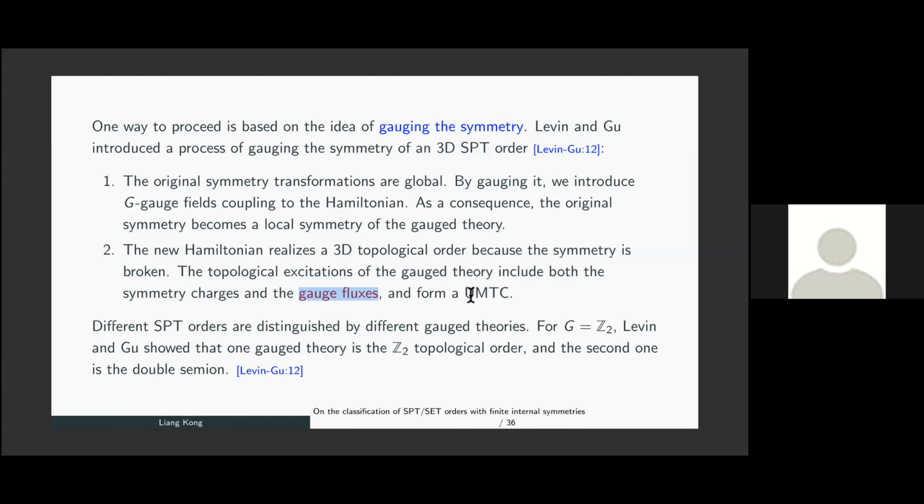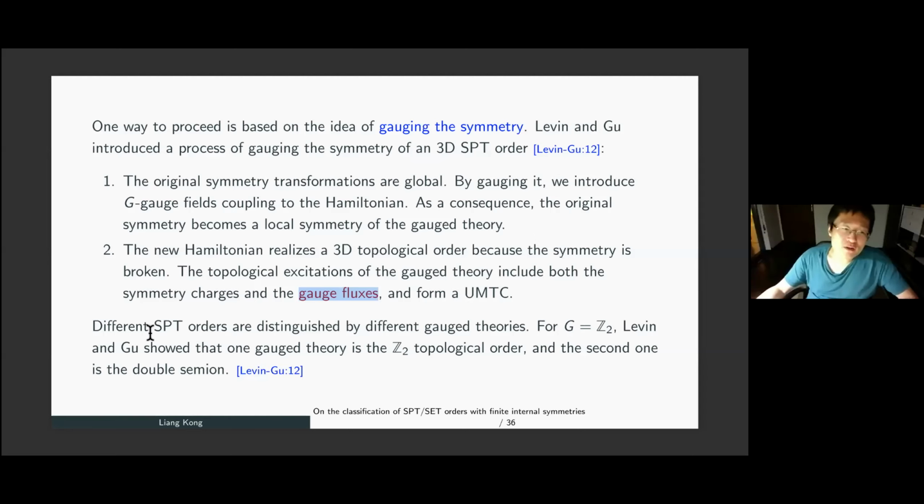Thank you. So different SPT orders are distinguished by different gauged theories. You can gauge the theories in different ways. For example, for G equals Z2, Levin and Gu showed that one gauged theory is Z2 topological order. After you gauge it, that's just the ordinary toric code model. And the second one is double semion.